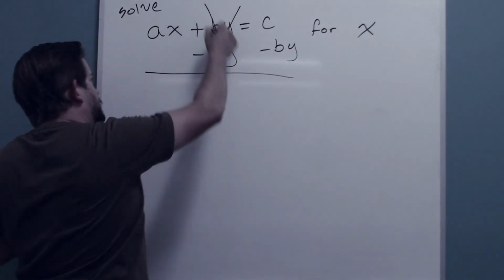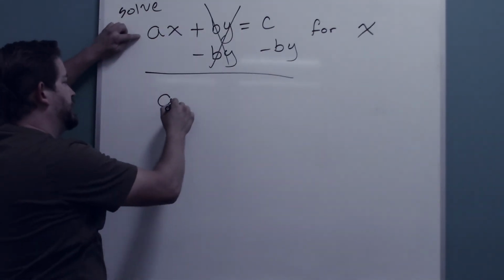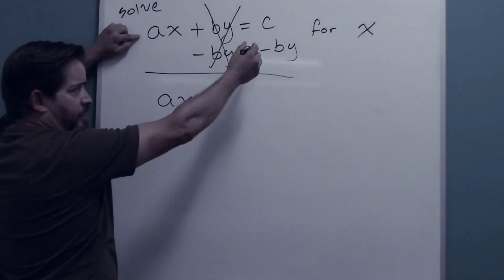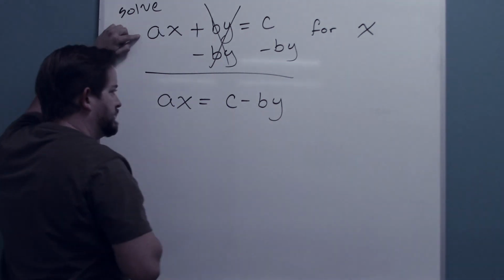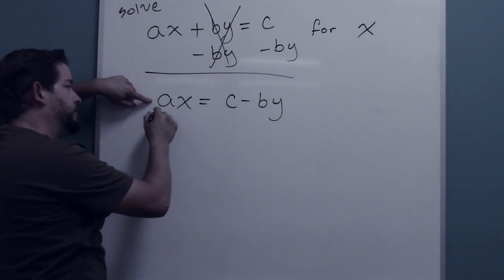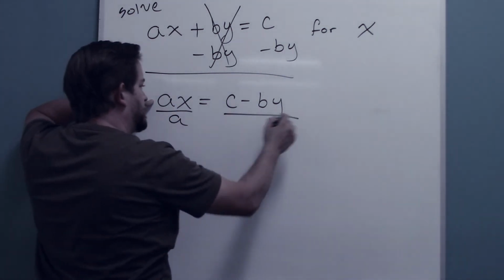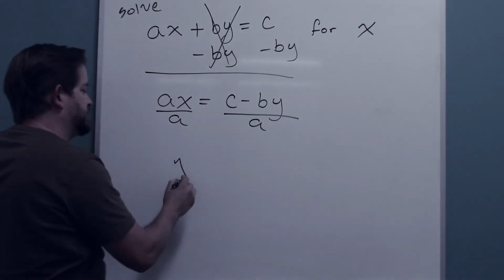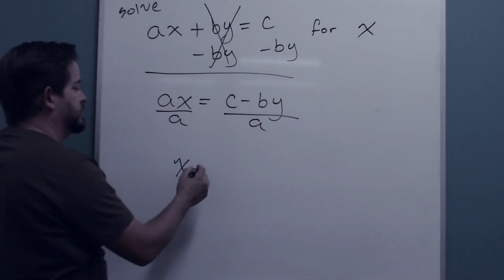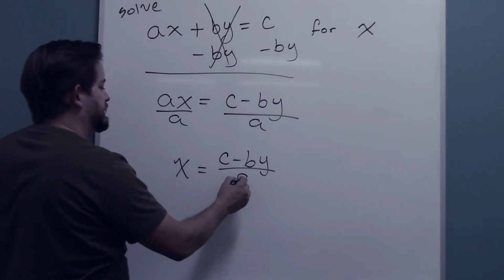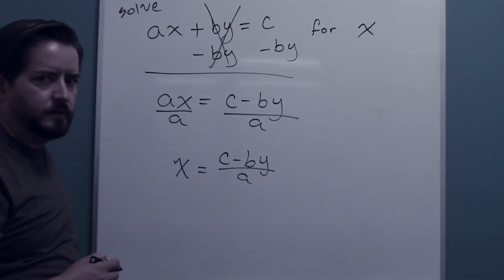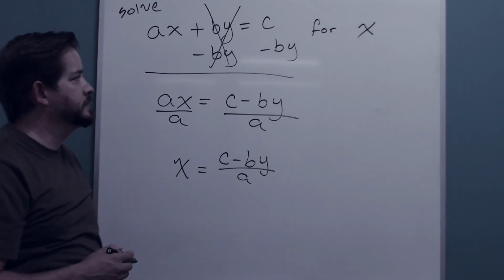It eliminates that whole term from the left, and I'm left with ax. I can't combine these terms, so I just write them as c minus by. I want to solve for x, so I would divide by a. And I'm done. X has been isolated, it's solved for. And this expression on the other side is the equivalent statement for x.